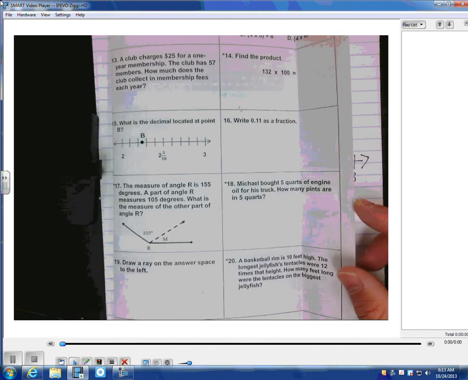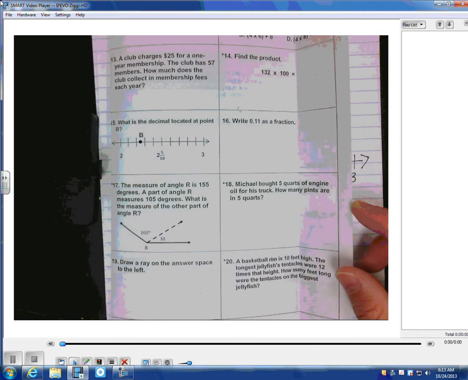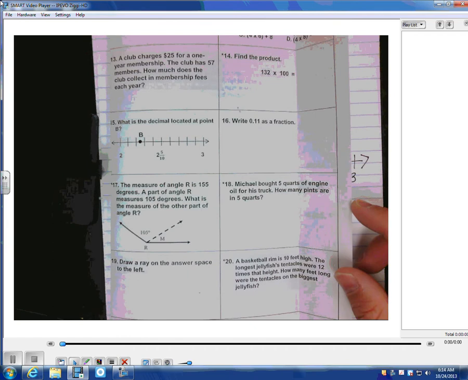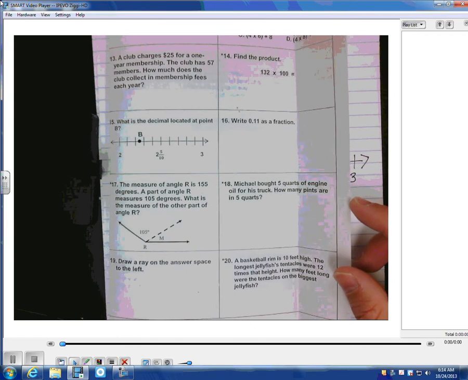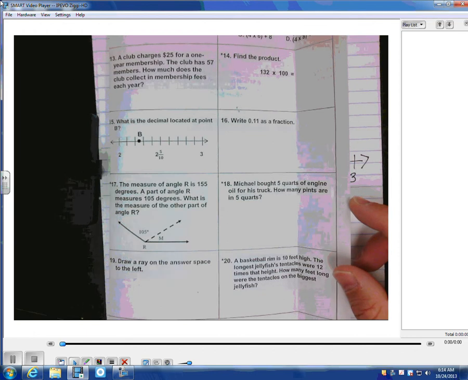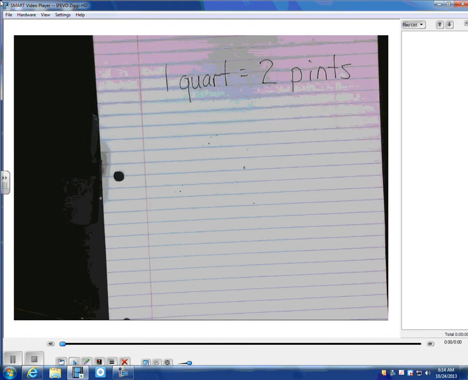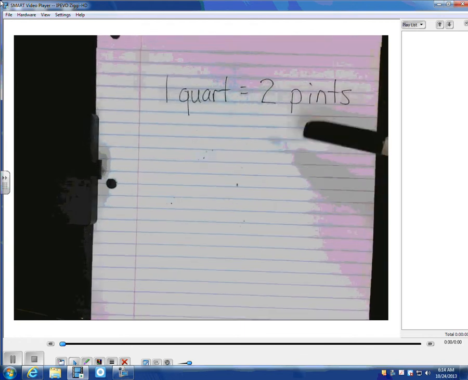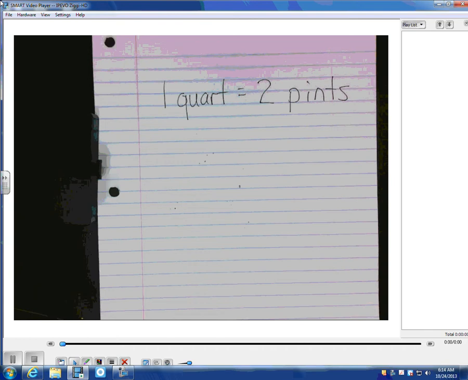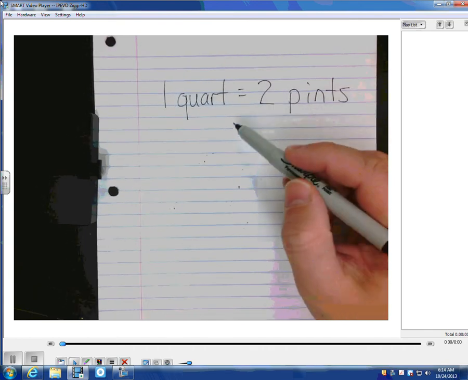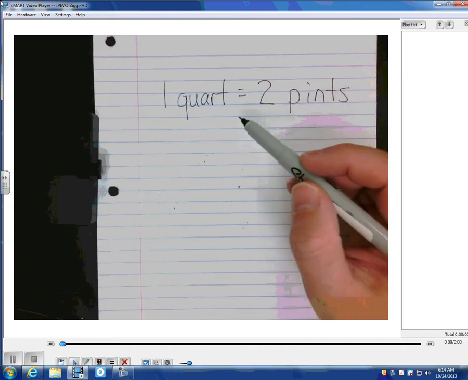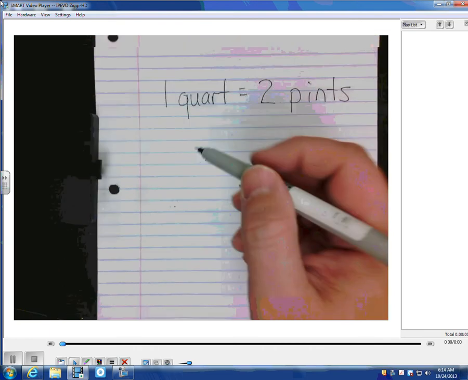It says Michael bought 5 quarts of engine oil for his truck. How many pints are in 5 quarts? This is another one of those conversion problems where we have to convert one unit of measurement to another. So he bought 5 quarts of engine oil for his truck. How many pints are in the 5 quarts? So let's look at this. I know that 1 quart equals 2 pints. Okay? And so we know that Michael bought 5 quarts.